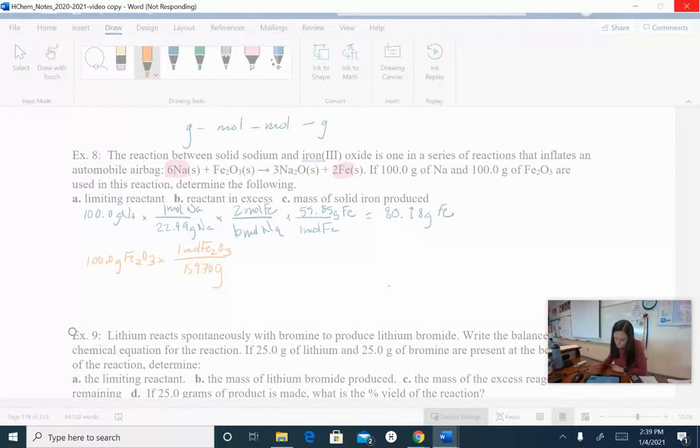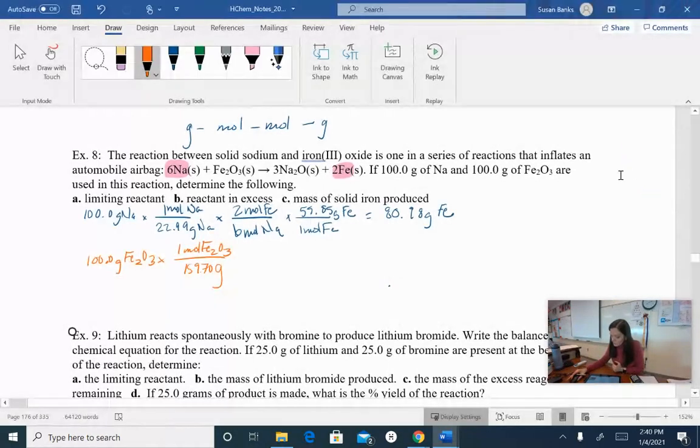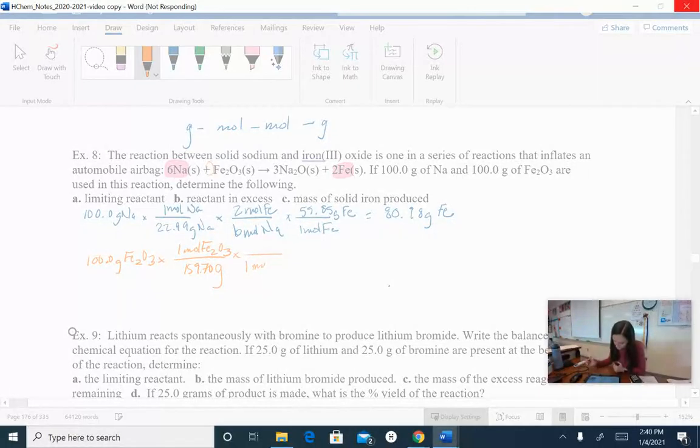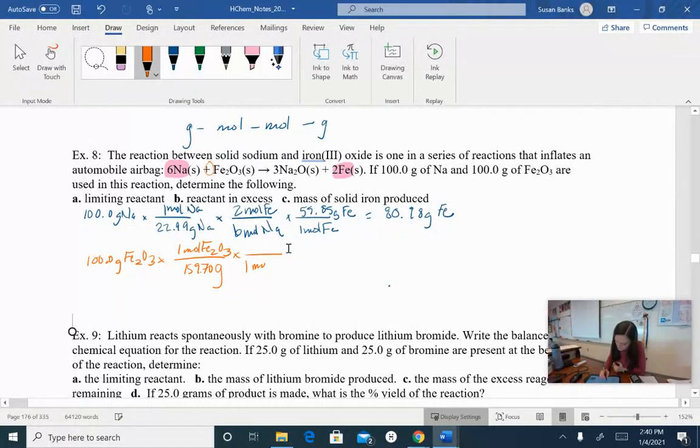Now I want to do my mole to mole using my coefficients in my balanced equation. So if I look at iron and iron 3 oxide, I have 1 iron 3 oxide for every 2 irons in this equation. So I have 1 mole of iron 3 oxide gives me 2 moles of iron.